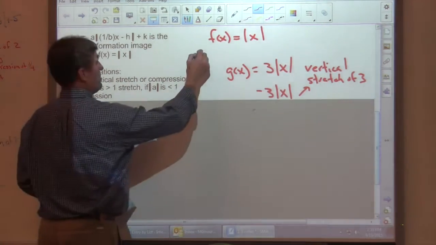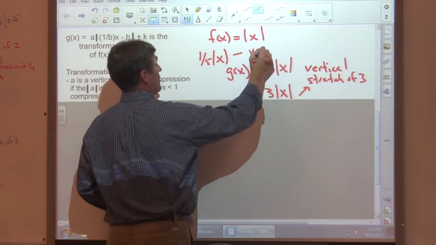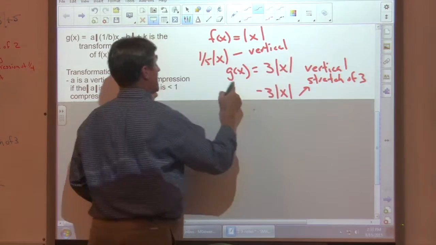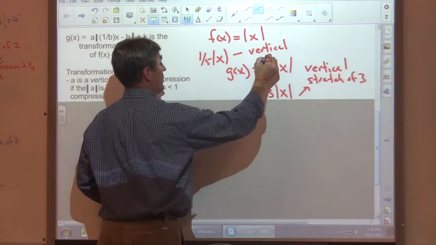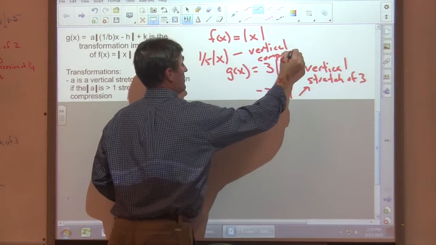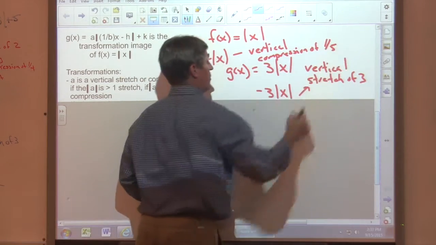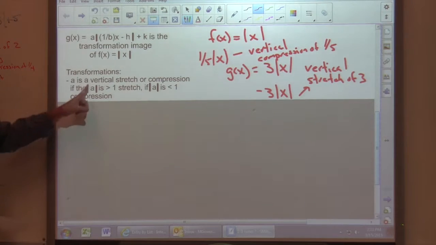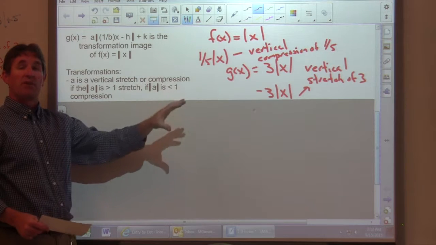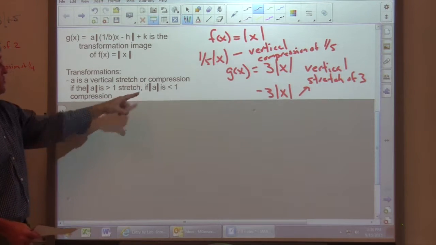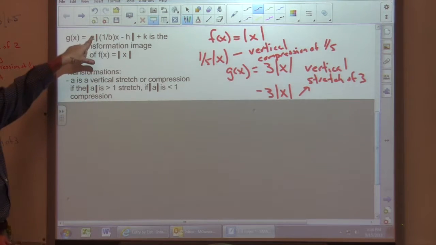If it was 1/5 x, then that would be a vertical. It's vertical because it's outside, and since it's less than 1, that would be a vertical compression of 1/5. And so all you have to do is look at A, decide is the absolute value greater than 1, or is the absolute value less than 1, that will tell you whether it's a stretch or compression. We already know it's vertical because it's outside. The A is the value outside.